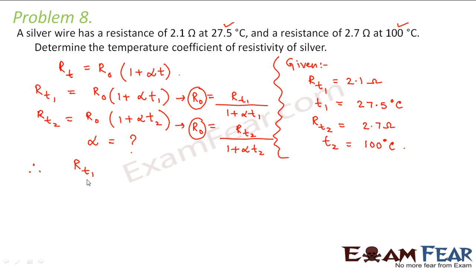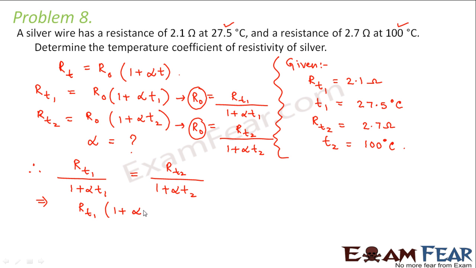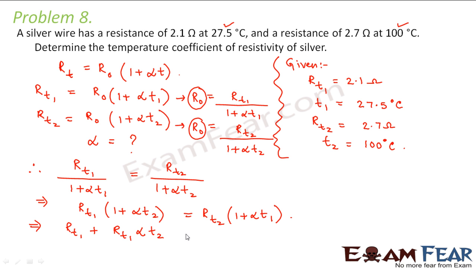Therefore, we can write RT1 divided by 1 plus alpha T1 is equal to RT2 divided by 1 plus alpha T2. So this we can write as RT1 into 1 plus alpha T2 is equal to RT2 into 1 plus alpha T1. So from this we have to just solve this. It is just simple mathematics. So this will be RT1 plus RT1 into alpha T2 is equal to RT2 plus RT2 into alpha T1.